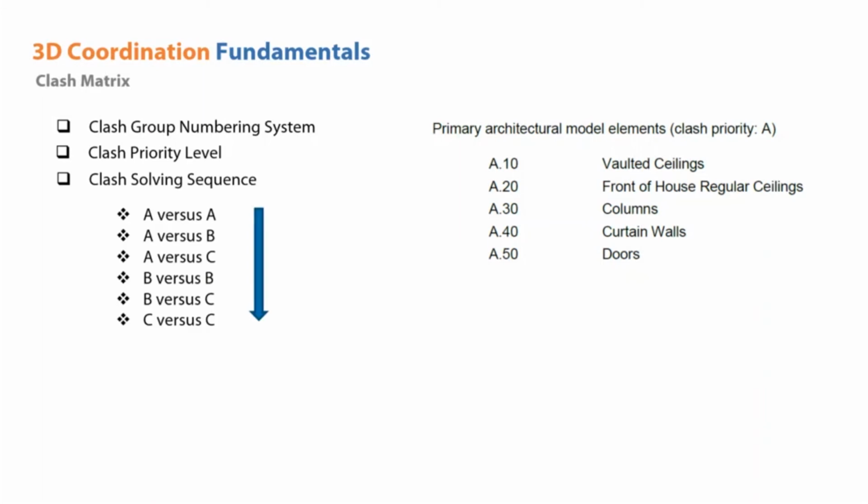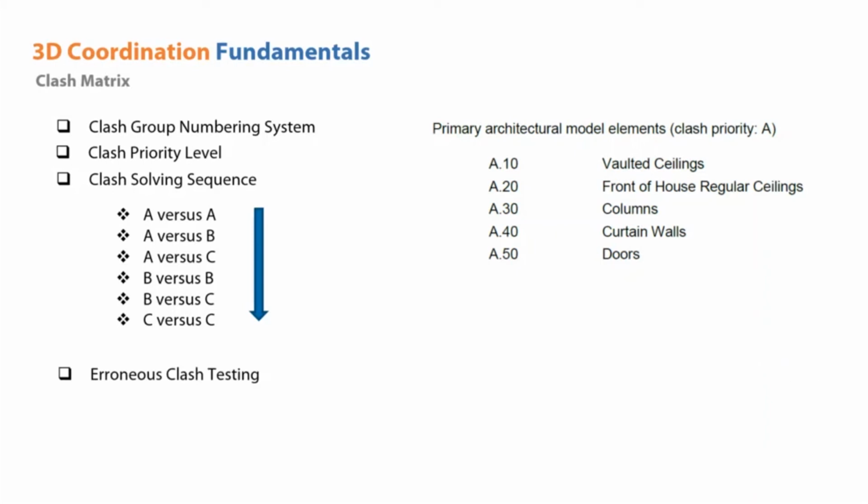The clash solving sequence should also be well defined. For example, for most projects, it will start by resolving or checking the clashes between priority A elements first, A against A, then to B, then to C, like that. So the sequence can be followed exactly for a well-defined clash test.